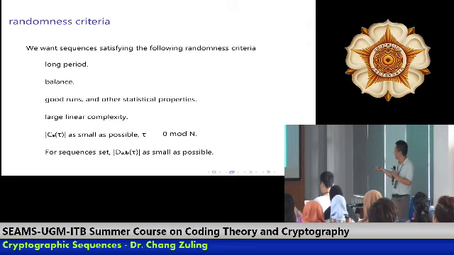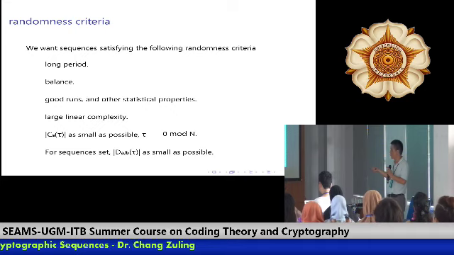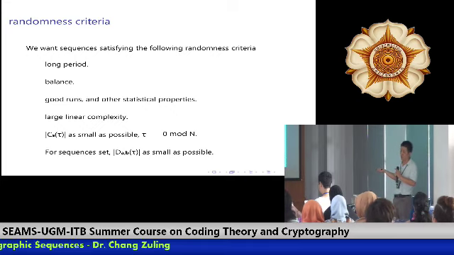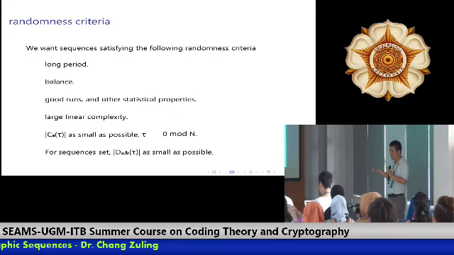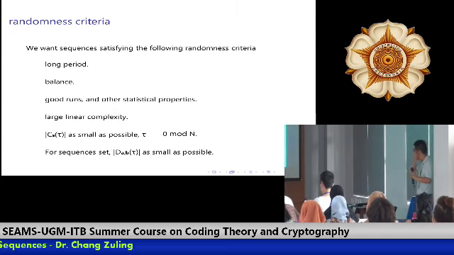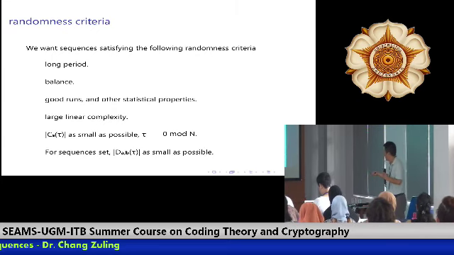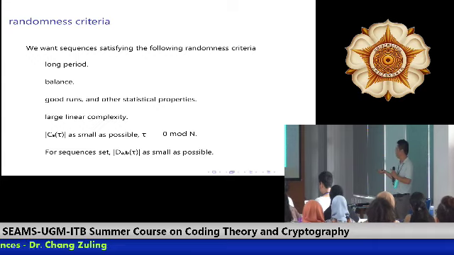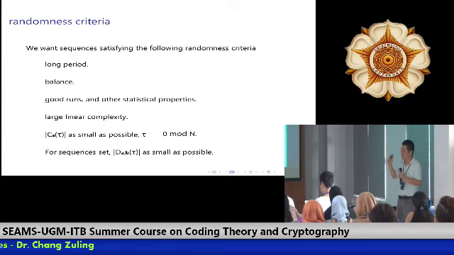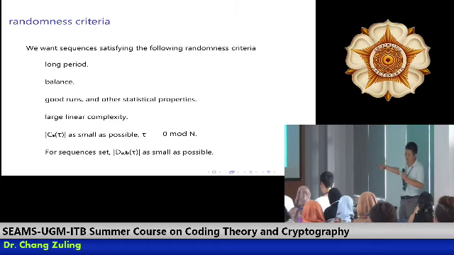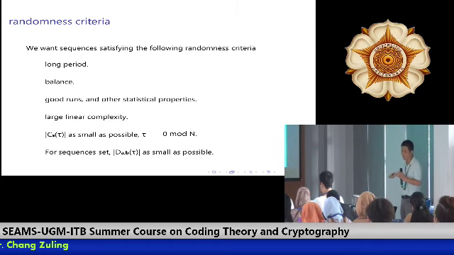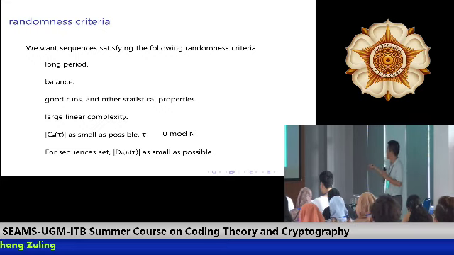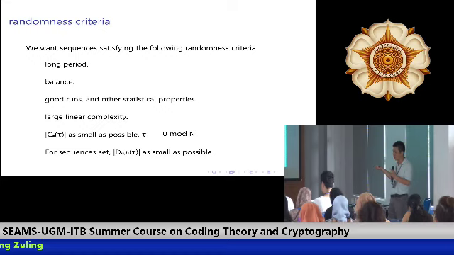And for one sequence, we want the autocorrelation to be as small as possible. For a set of sequences, we want the cross-correlation to be small. So a set of sequences is also useful, especially in, for example, CDMA, which uses a sequence set. And like this, a single sequence will be used in radar or sonar or something.